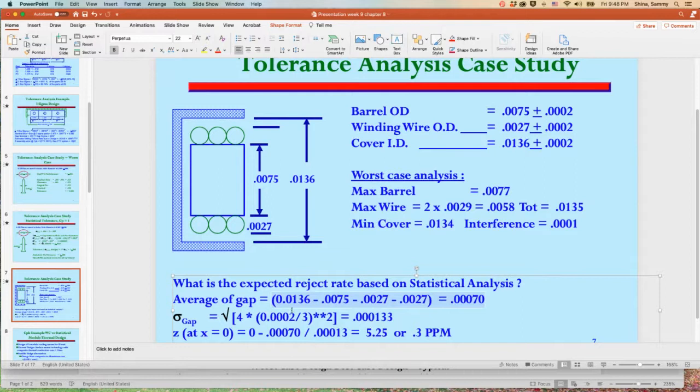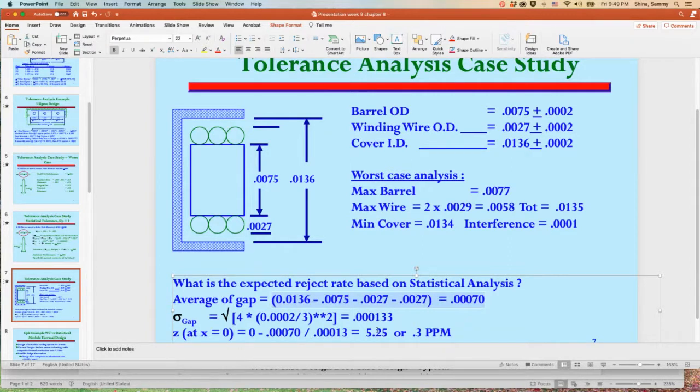The average of the gap, as I said, you have to look at the picture to find it and see how it works. 0.0136, which is the cover nominal. Everything in the average of the gap is nominal: 0.0136 minus the barrel minus two wires, that is the average gap based on nominals. Not based on mins and max. Mins and max are only for worst case design. Nominals are for statistical analysis or tolerance design.